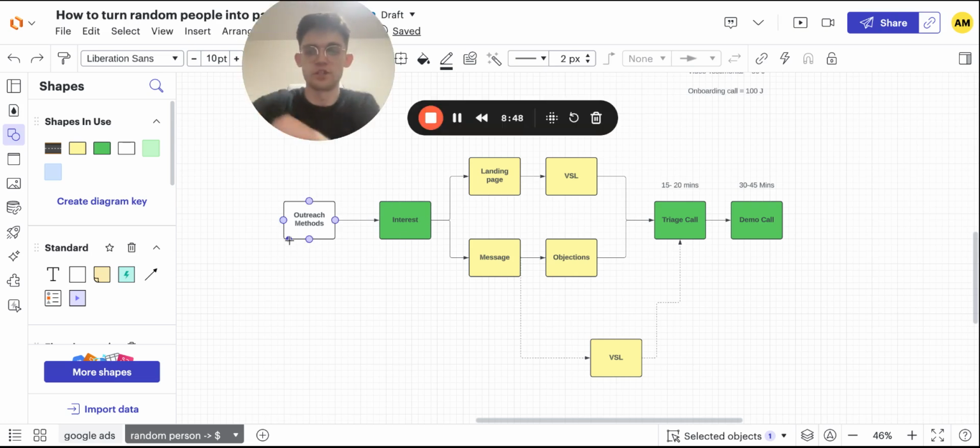Pick any of those outreach methods. They all work. They can all be effective. You just have to stick to it and do a lot of volume, right? If you're running ads, put some money behind it. If you're doing cold calls, do a lot of cold calls. If you're doing cold emails, do a lot of emails, okay? You're going to do your outreach, and you're going to get some level of interest from the market, right?